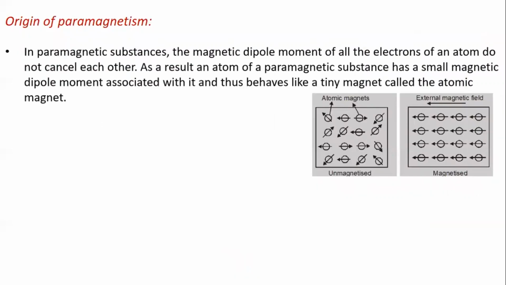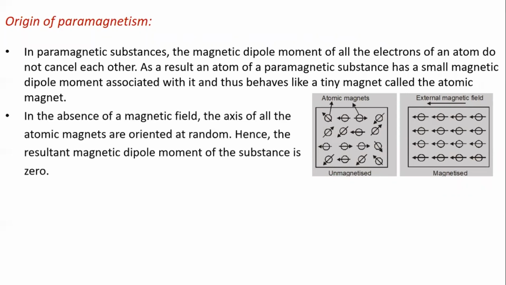Now, origin of paramagnetism. In paramagnetic substances, the magnetic dipole moments of all the electrons of an atom do not cancel each other. Here the dipole moment is slightly greater than 0, so they are not cancelling with each other. As a result, an atom of a paramagnetic substance has a small magnetic dipole moment associated with it. Thus it behaves like a tiny magnet, and it is called an atomic magnet. In the absence of a magnetic field, the axes of all the atomic magnets are oriented randomly. Hence, the resultant magnetic moment of the substance is 0.